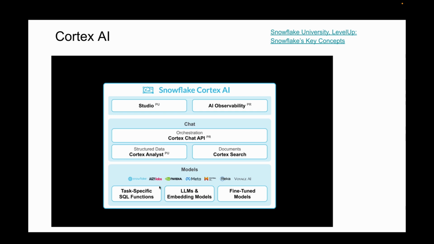Then the Cortex AI layer has a set of APIs which allow talking to unstructured data through searches, or structured data for querying in natural language, or a combination of both through the chat API. And then there is a low code, no code way of building these models and using these models in Studio, and providing AI observability within this layer.